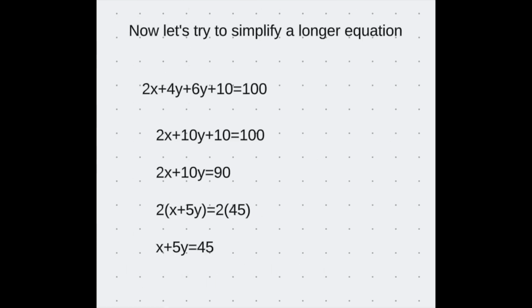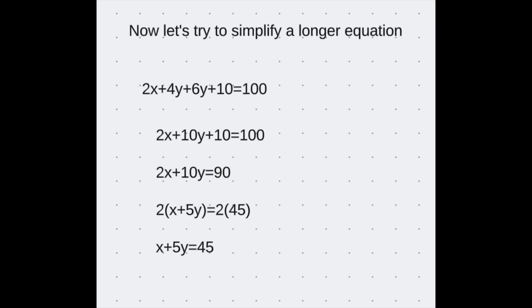So now we're going to try to simplify a longer equation. So don't be freaked out by this. There are just more values in it. So 2x plus 4y plus 6y plus 10 equals 100. Now, we're thinking about like goes with like. So variables go with other variables of the same kind, and numbers go with numbers. So I'm going to leave the 2x alone. There's no other x in this equation. But I am going to add 4y and 6y to get 10y. And then I'm going to write out 2x plus 10y plus 10 equals 100.